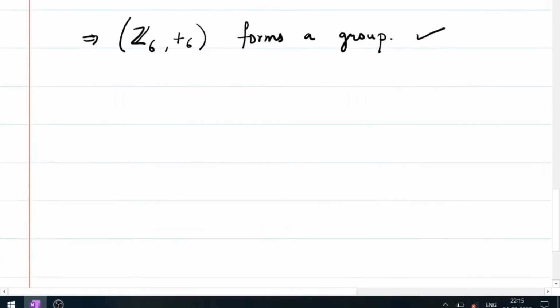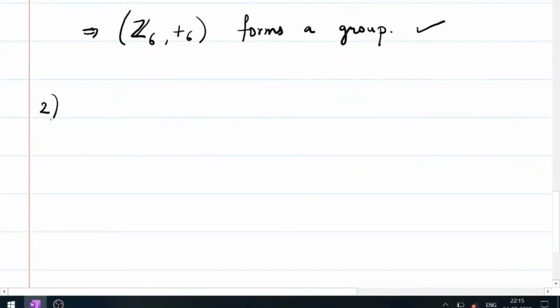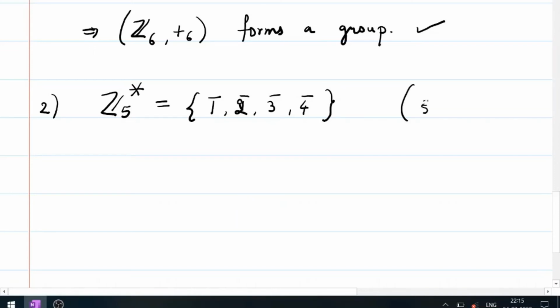Now if you go for the second exercise, the second exercise is Z5 star. Now Z5 star means all elements of Z5 except 0 bar. Now it is 1 bar, 2 bar, 3 bar, 4 bar. So this is Z5 star. Okay, and in Z5 we know that 5 bar is treated as 0 bar.